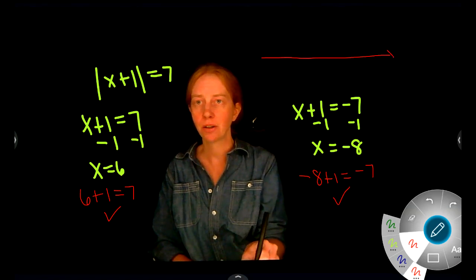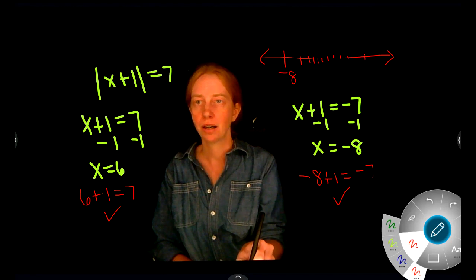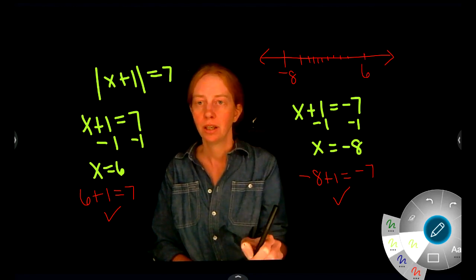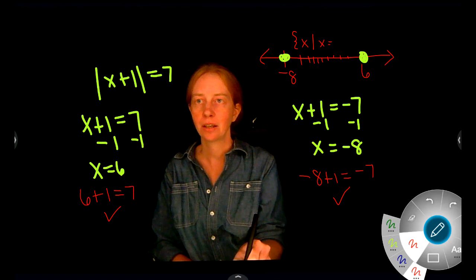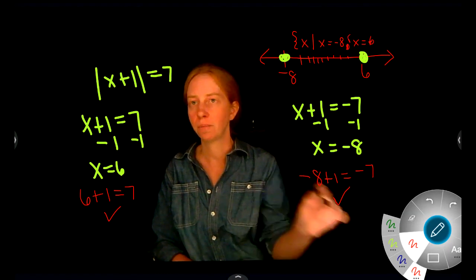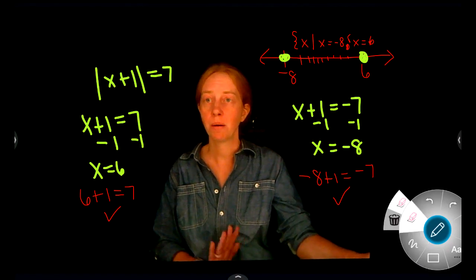So if we were to write our solutions on the number line, we have -8 as a possible solution, and then we have 6 as a possible solution. We would do a closed circle right here because it is either -8 or it is +6. We could also write this in set notation: x such that x equals -8, comma, x equals +6. You could write an or here. It's really up to you. Okay, so that's how we do it with the basics.